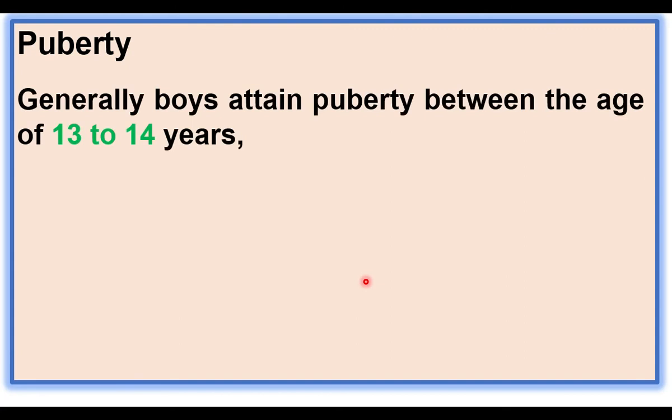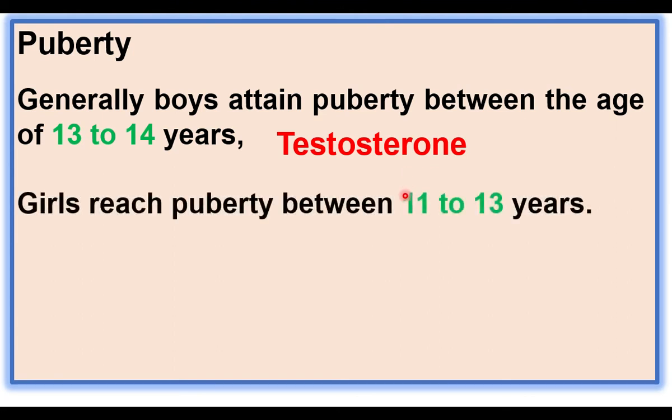Puberty is a stage of reproductive maturity. Boys attain maturity between the age of 13 to 14 years. The testosterone is produced by the testis. The testosterone influences the spermatogenesis, that is formation of sperm. Girls reach puberty between 11 to 13 years, that is earlier than the boys.